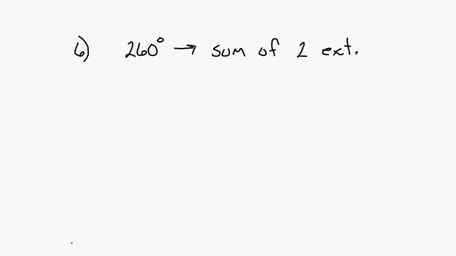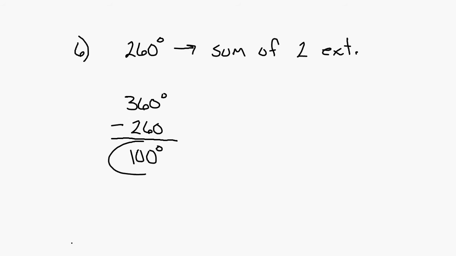All right, we said on Tuesday that the sum of the exterior angles of all polygons is 360 degrees. So if you take 360, which is the sum of all the exterior angles, and you subtract 260, which was the sum of 2 of the angles, you're left with 100 degrees, which is the measure of the third exterior angle.